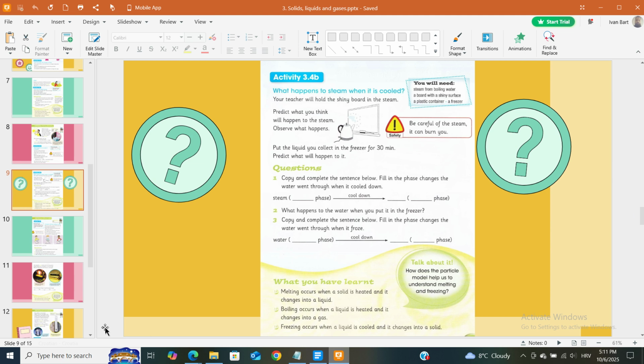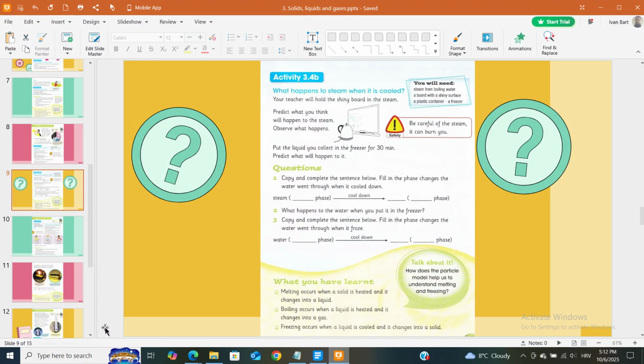Activity 3.4b: What happens to steam when it is cooled? Your teacher will hold the shiny board in the steam. Predict what you think will happen to the steam. Observe what happens. Safety: put the liquid you collect in the freezer for 30 minutes. Predict what will happen to it.